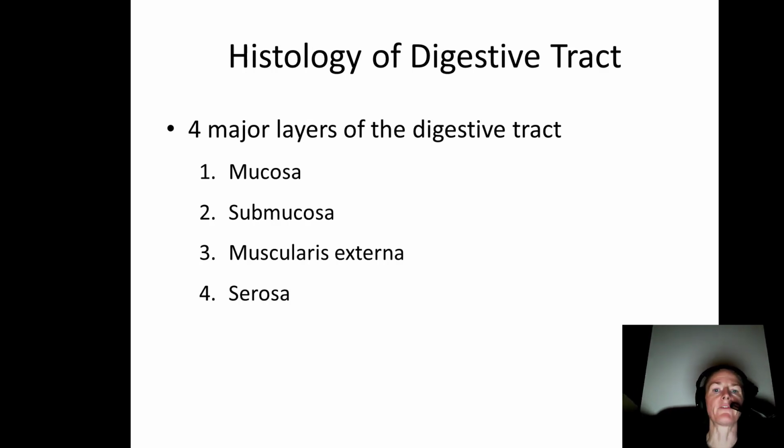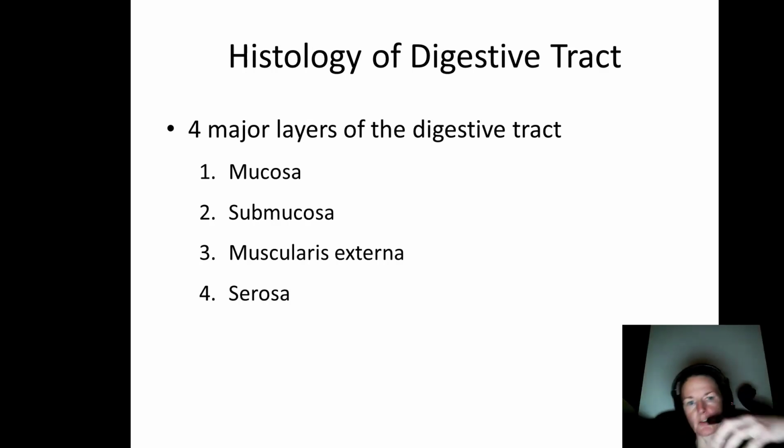But we have four major layers. The mucosa, which is comprised of the epithelium plus an underlying lamina propria. And included in that, we have two small muscular layers of smooth muscle, one that is concentric rings around the lumen, and the other that goes longitudinally along with it.